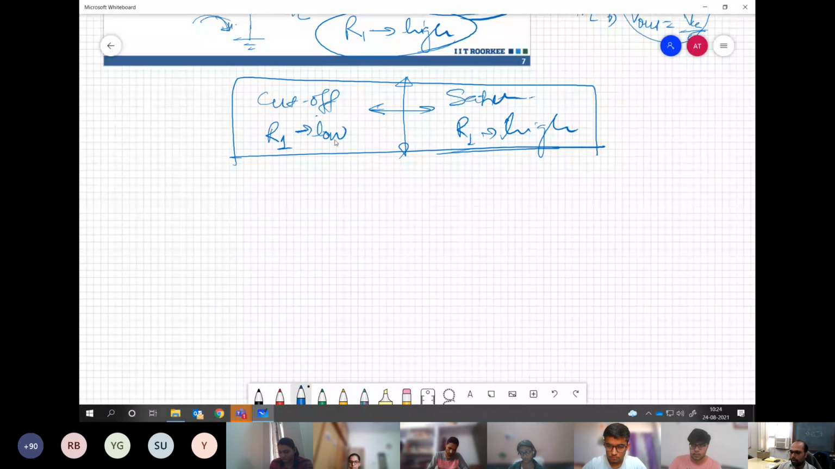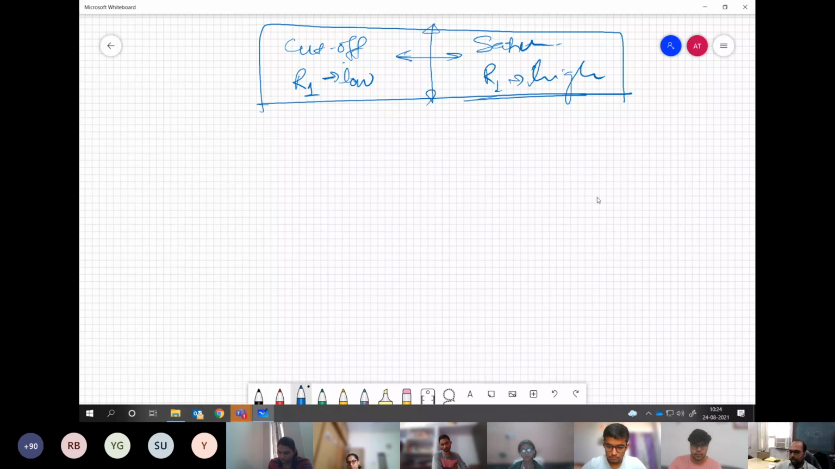How to handle these contradictory situations? Again, keep your camera on. Don't turn it off in between. Any suggestions? Sir, a diode which is on in cutoff region and off in saturation. Okay, so what will that do?